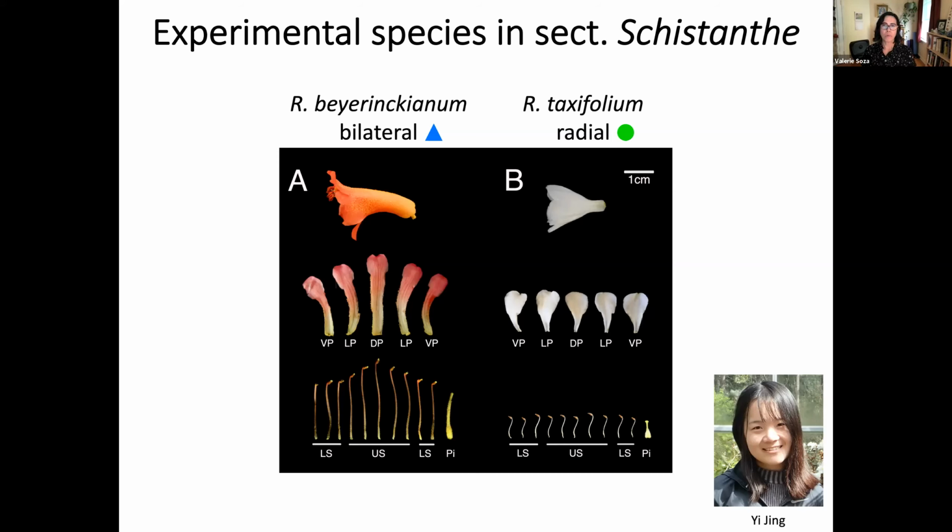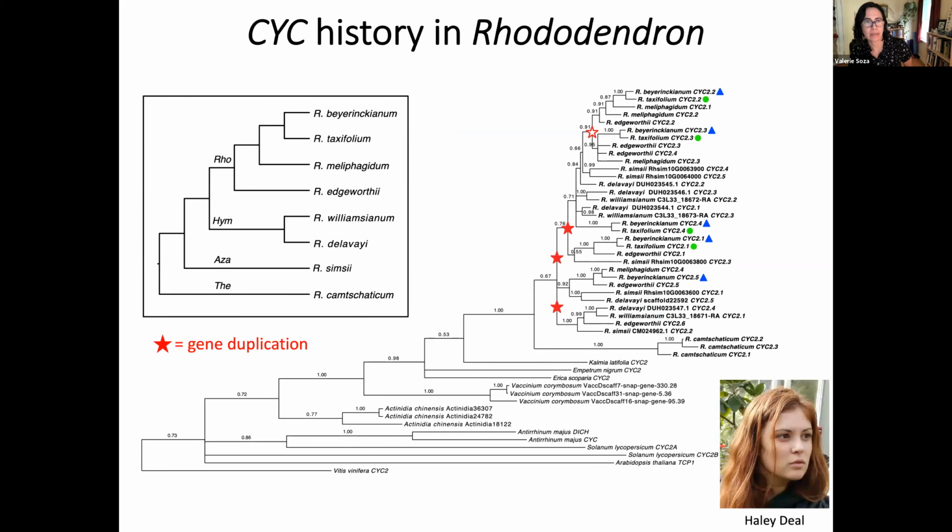And so we first started with sampling across the genus. On the left here shows you an evolutionary tree showing you the relationships between 8 species of rhododendron that we sampled. And these are from 4 of the subgenera in the genus, subgenus Rhododendron, Hymenanthes, Azaleastrum, and Theriodium. And we isolated cycloidea genes from these 8 species. And this was initially started by an undergraduate student in our lab, Haley Deal.